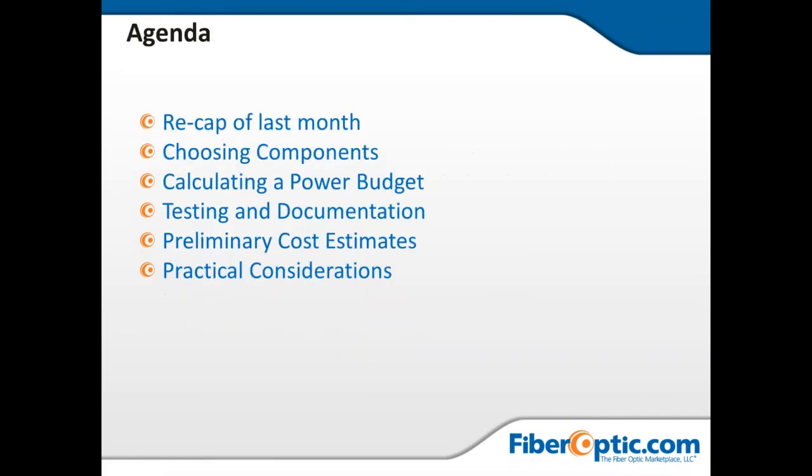As we continue this month, we're going to be discussing choosing individual components. We're going to take a brief look at a power budget, talk about testing and documentation, and some preliminary cost estimates. Not actual pricing, but to give you an idea of the value of different things in comparison. And also some practical considerations, and then we'll wrap up with a question period at the end.